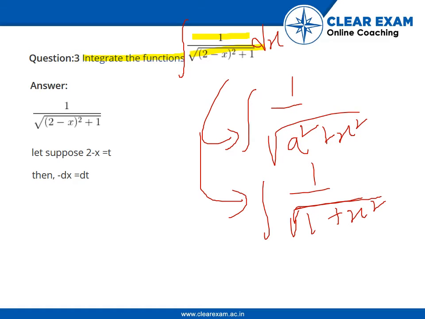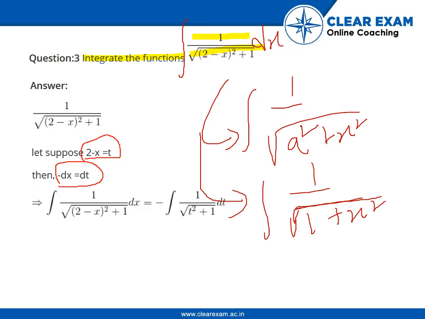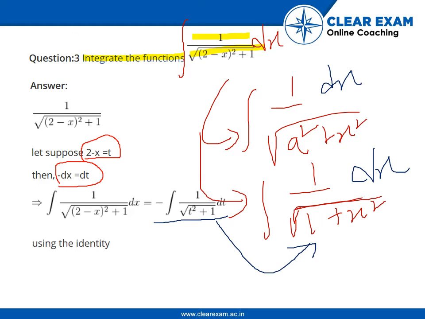Okay, so what we do, we assume 2 minus x as t and then we differentiate it on both sides. So we get minus dx is equal to dt. Now putting the values in the integration, we get minus of integration 1 upon root t square plus 1 dt. Now you can see that this form is exactly similar to this form. So now the integration is pretty easy.